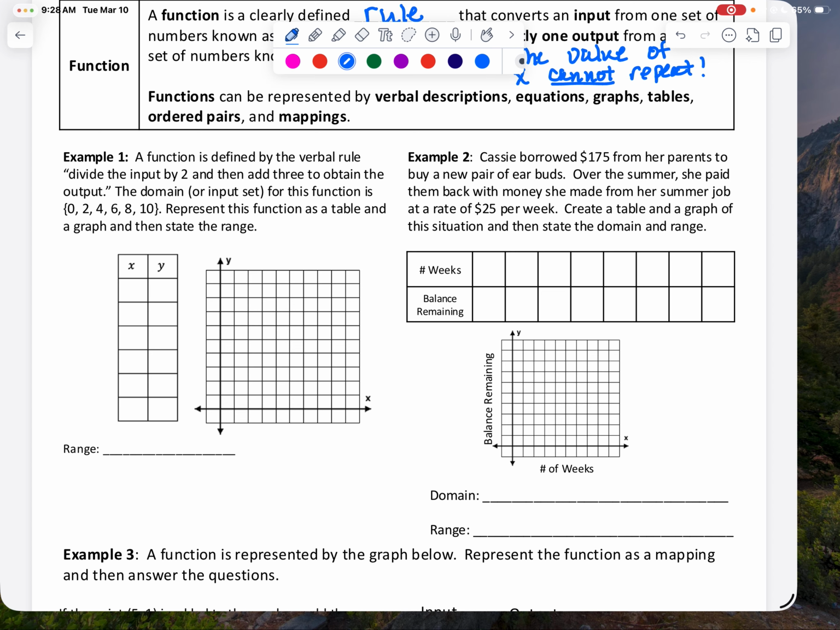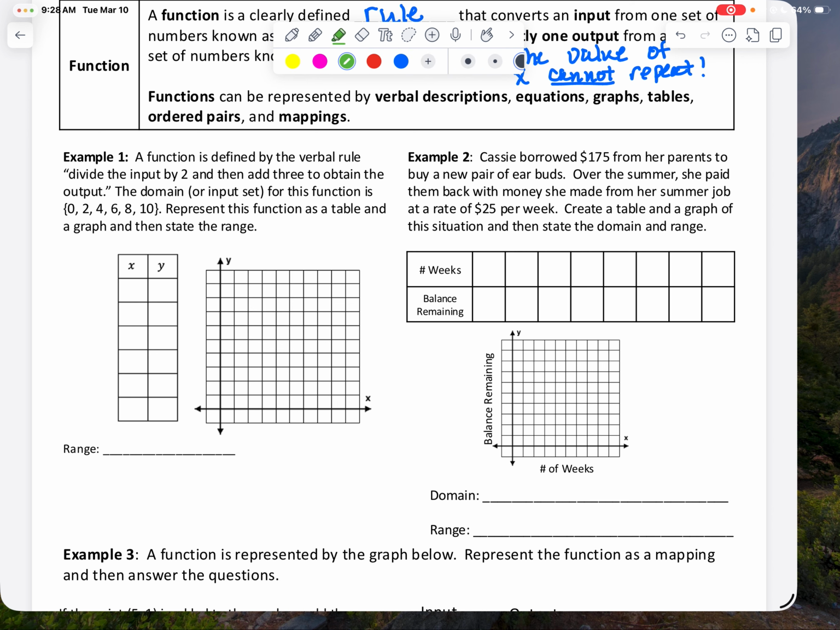A function is defined by a verbal rule. Divide the input by 2, and then add 3 to obtain the output. The domain or input set for this function is 0, 2, 4, 6, 8, and 10. Represent this function as a table and a graph, and then state the range.